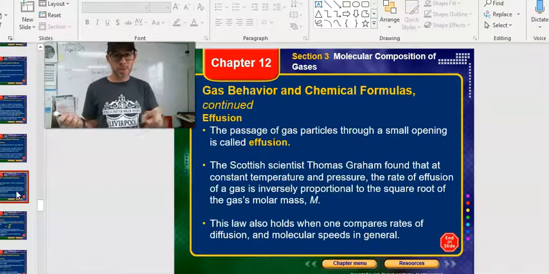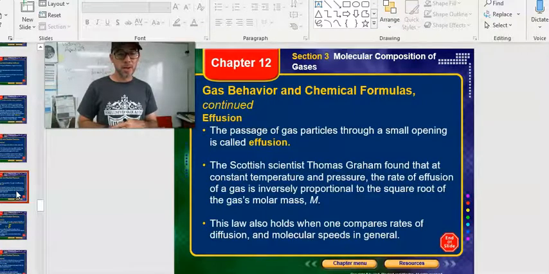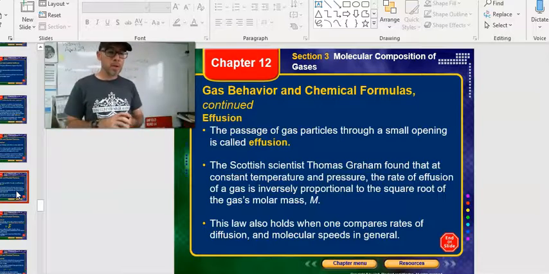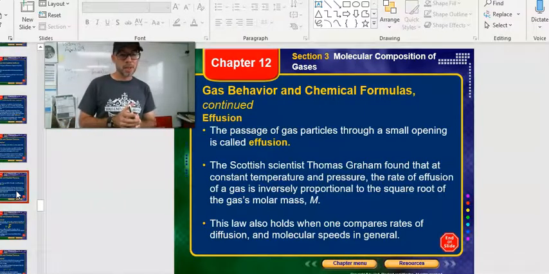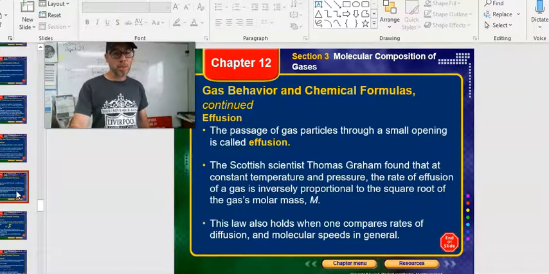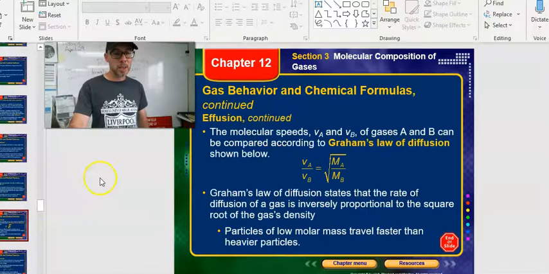But in chemistry, we're going to call it effusion. Thomas Graham, a Scottish scientist, found that at a constant temperature and pressure, again, STP, the rate of effusion of a gas is inversely proportional to the square root of the gas's molar mass. You're going to need to see a formula for that. And this law holds when one compares rates of diffusion and molecular speeds in general. Like how quickly is all the stuff going to leak out.